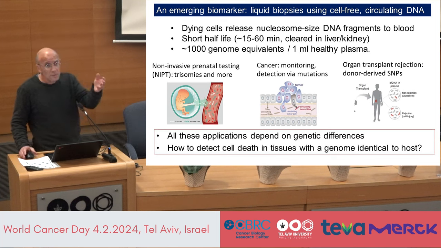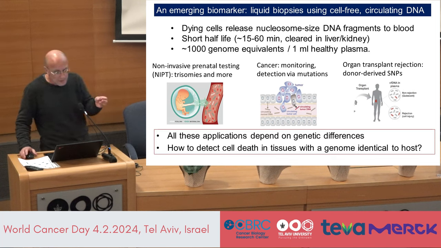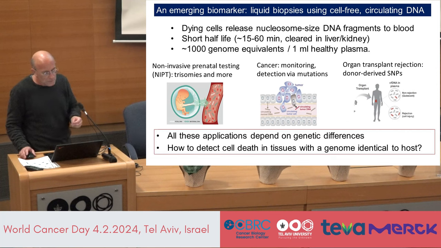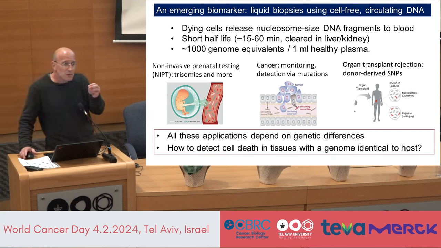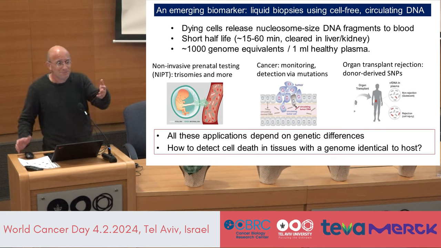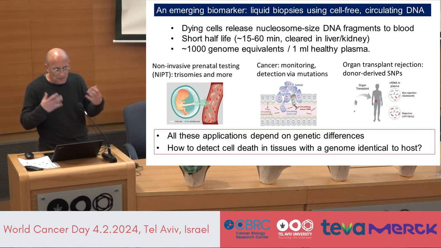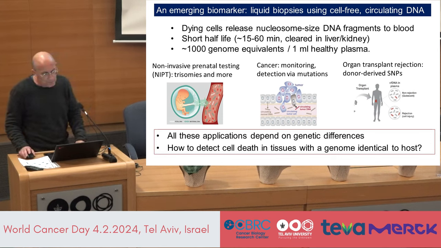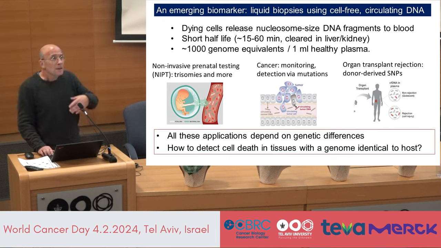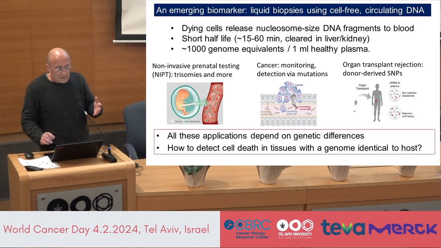You identify altered DNA or sequences or mutations in the tissue that you're interested in, the fetus, the tumor, or the transplant, compared with the host. But if you think about that, the vast majority of cell death events in our body involve cells with a normal genome, right? So they release your germline genome fragments. So how to identify cell death in tissues that have a genome identical to the host? And it turns out that the answer to that is epigenetics.